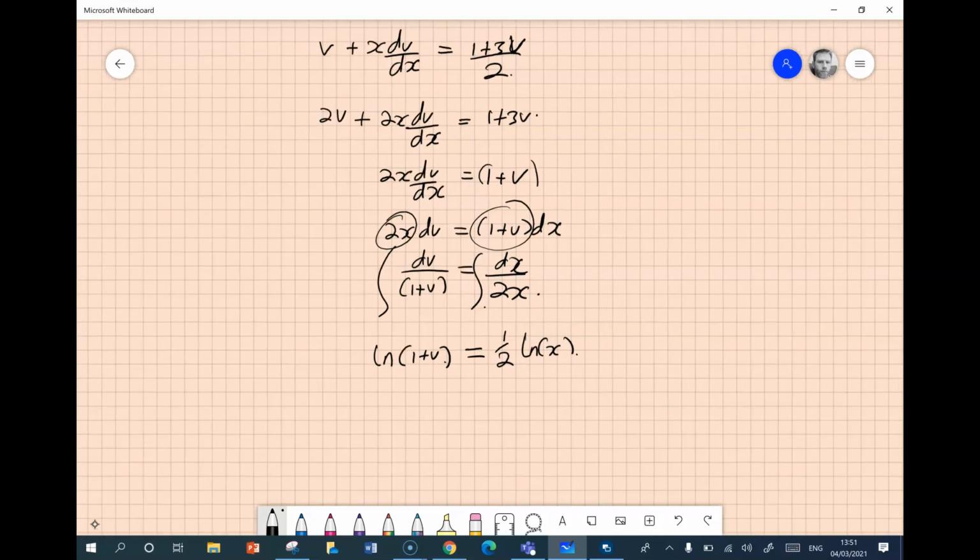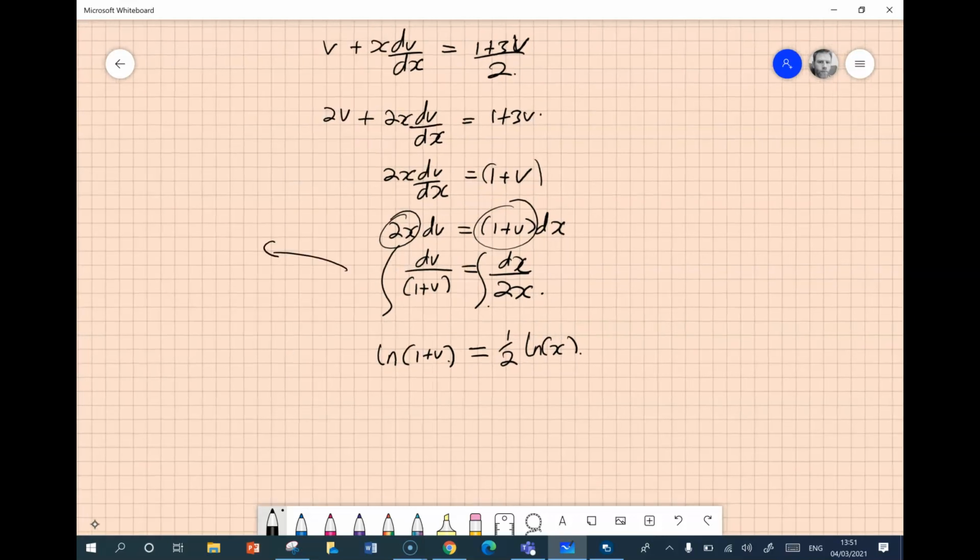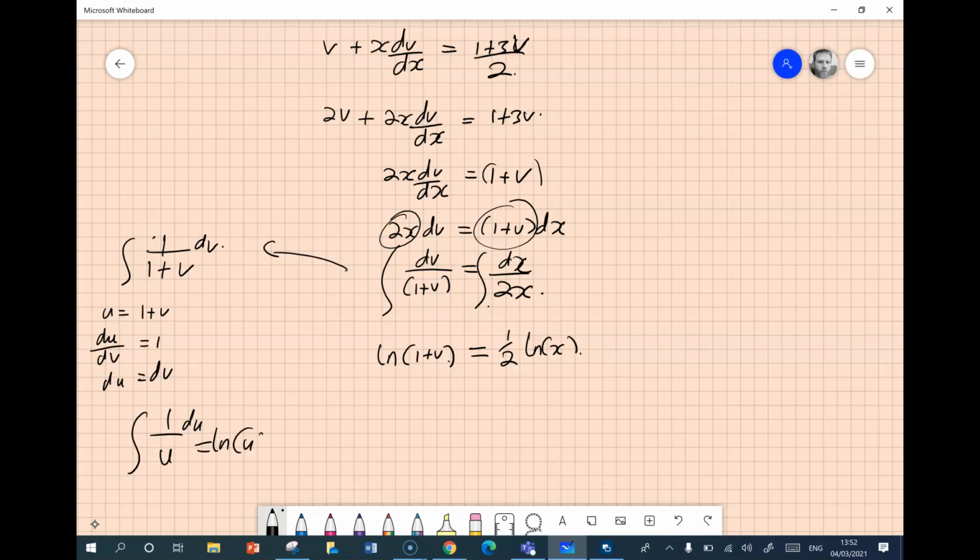Let me just do a quick aside, and I'll only do this once just to remind you why that is. So I've got the integral of 1 over 1 plus v dv. So what I do is I let u equals 1 plus v. So then du/dv equals 1, du equals dv. Sorry, I should have a dv up here. So I can replace it as the integral of 1 over u, and I can replace my dv by du, which is just the natural log of u, which of course is just the natural log of 1 plus v. Alright, that's your explanation there.